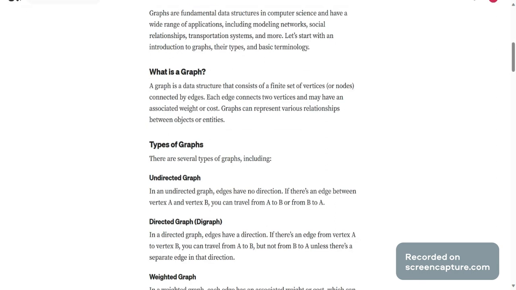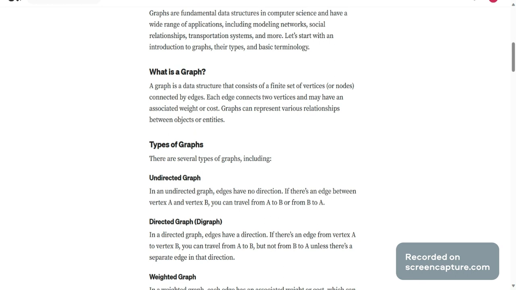A graph is a data structure that consists of a finite set of vertices or nodes connected by edges. Each edge connects two vertices and may have an associated weight or cost. Graphs can represent various relationships between objects or entities. Again, a graph is a data structure that consists of a finite set of vertices or nodes connected by edges.